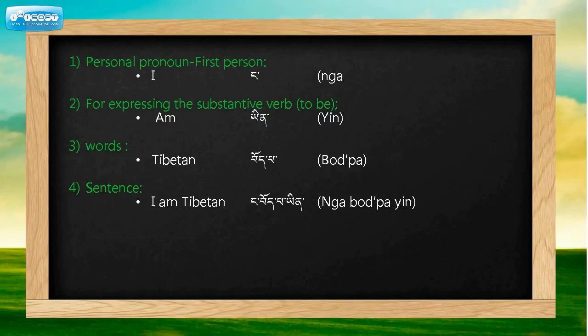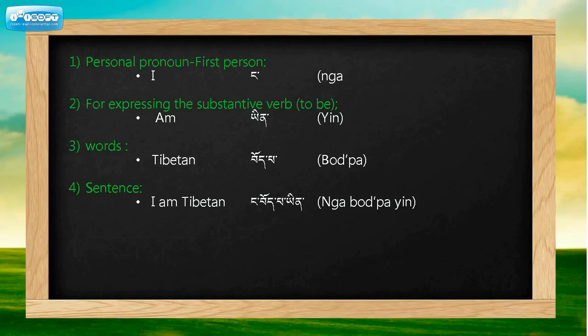Now let's learn a new substantive verb, "am". For "am", it's yin. Alright, now let's learn a new word. For Tibetan, it's purpa. Now we have got three words: nga, yin, and purpa.